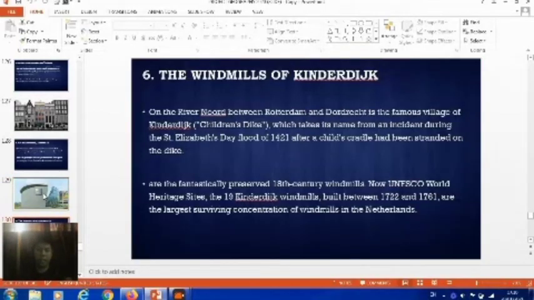Dan seterusnya adalah the Windmills of Kinderdijk, iaitu on the river Noord between Rotterdam and Dordrecht in the famous village of Kinderdijk, which takes its name from an incident during the St. Elizabeth's Day flood of 1421, after a child's cradle was found standing on the dyke. The fantastic 18th-century windmills are now a UNESCO World Heritage Site. The 19 Kinderdijk windmills, built between 1722 and 1761, are the largest surviving windmill construction in the Netherlands.